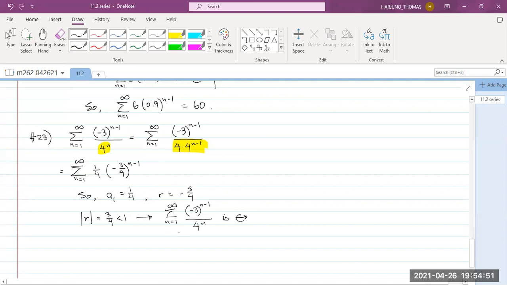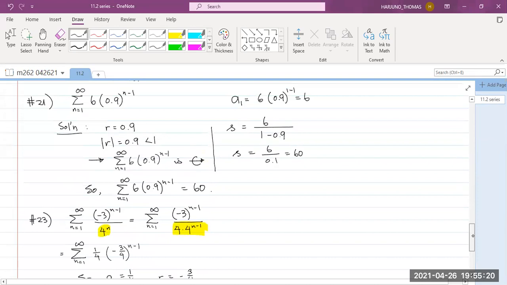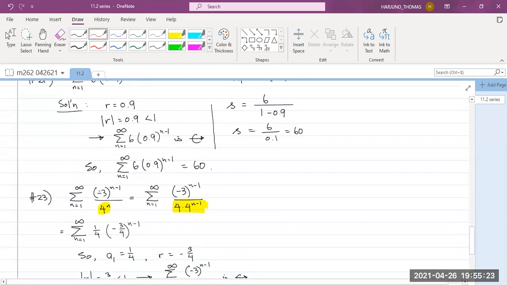In fact, we know it is equal to the first term on the top over 1 minus the common ratio. Okay, so that's 1 over 4 divided by, the bottom will be 7 over 4. That's 1 over 7. Okay, so the series is convergent to 1/7. Now, the key part from this number 23 is that you basically need to massage the sequence inside the summation to fit into the pattern of coefficient times common ratio to the n minus 1.